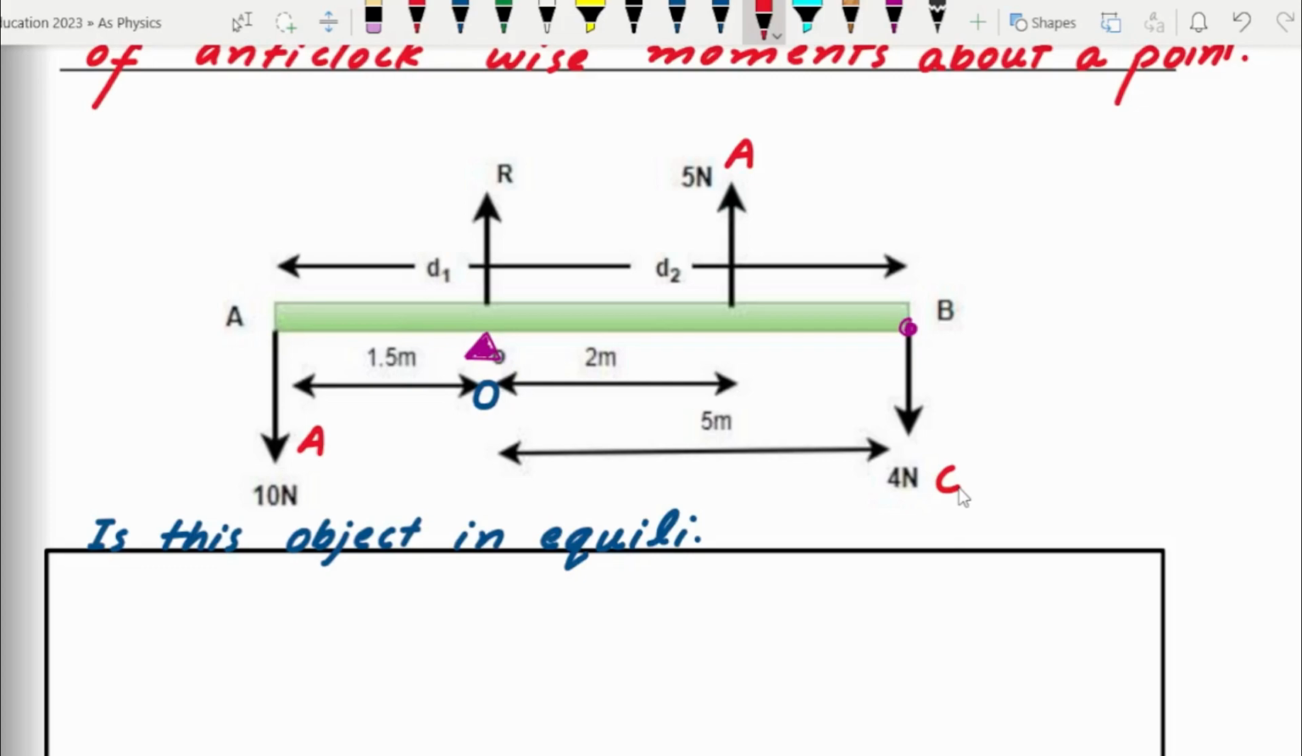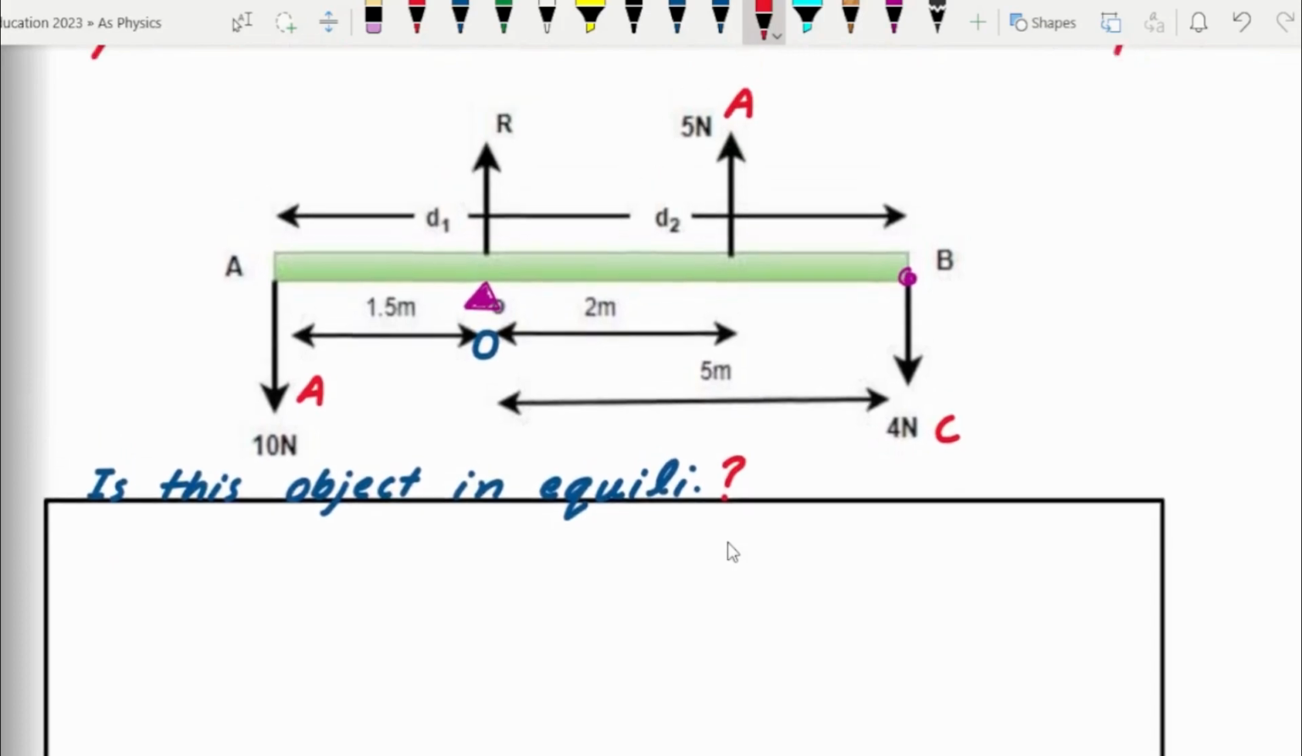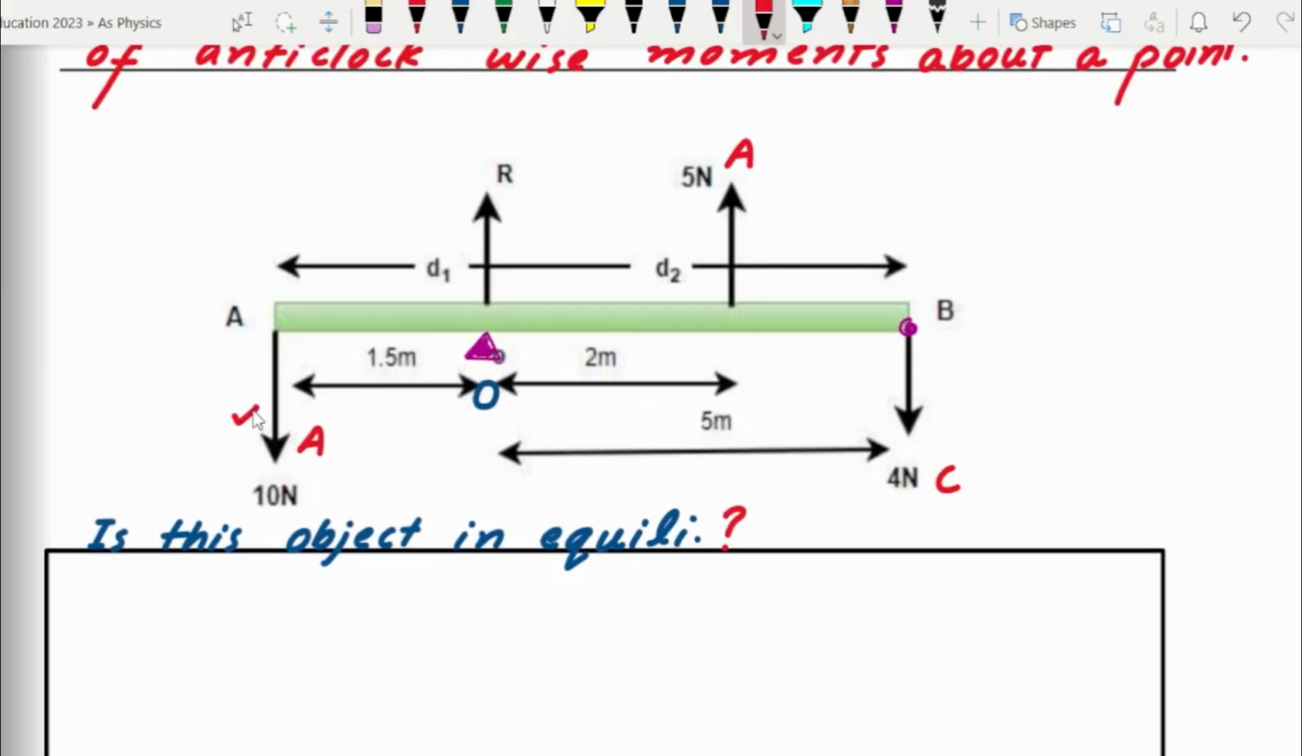Now we apply the principle of moment, which says the moment of force, clockwise moment of force, should equal the anti-clockwise moment of force. अगर वो equal आ गए, the object would be in equilibrium. अगर किसी एक side पे the sum of moment of force ज़्यादा आ गया, then the object cannot be in equilibrium. So let's find the sum of moment of force anti-clockwise first. So anti-clockwise के लिए दो forces हैं, first this one and then this one.